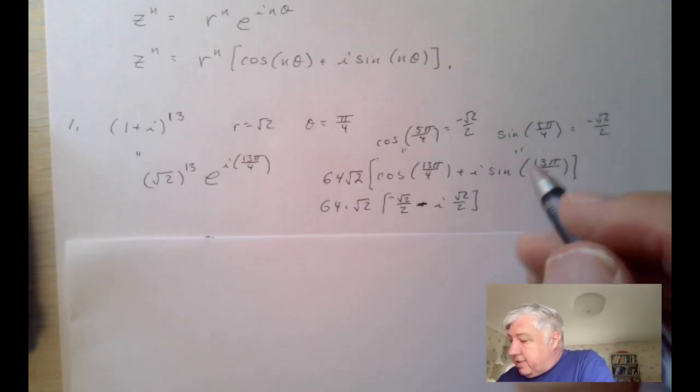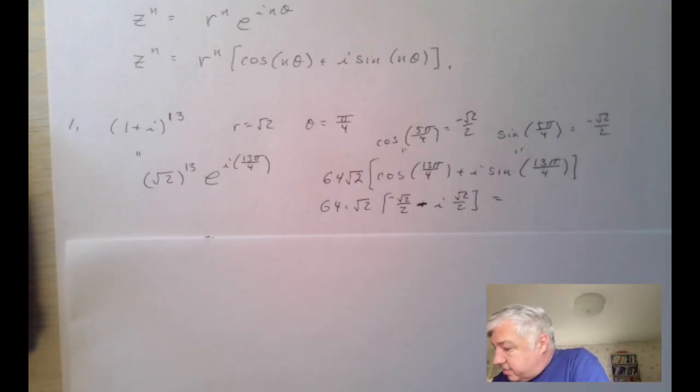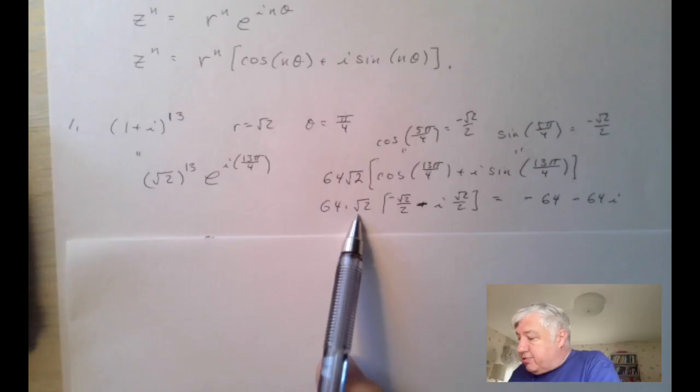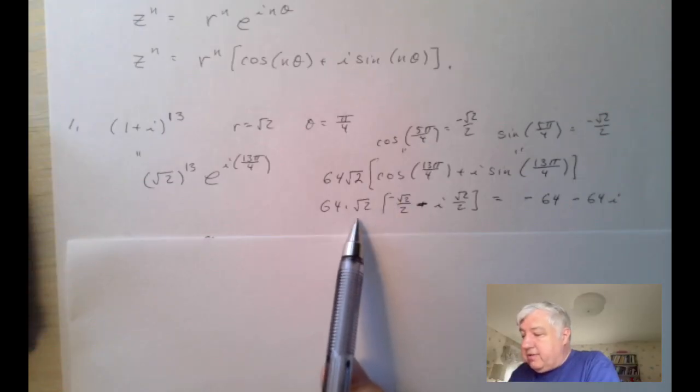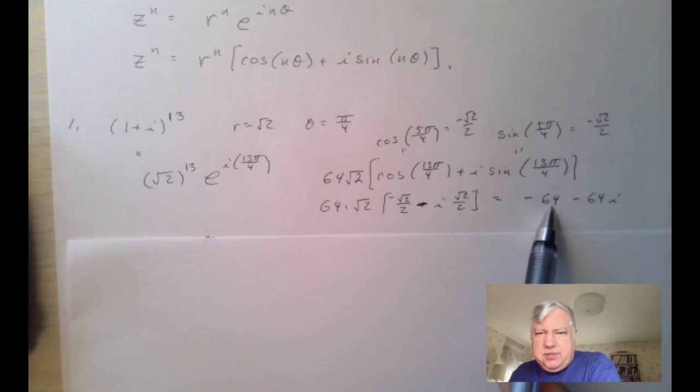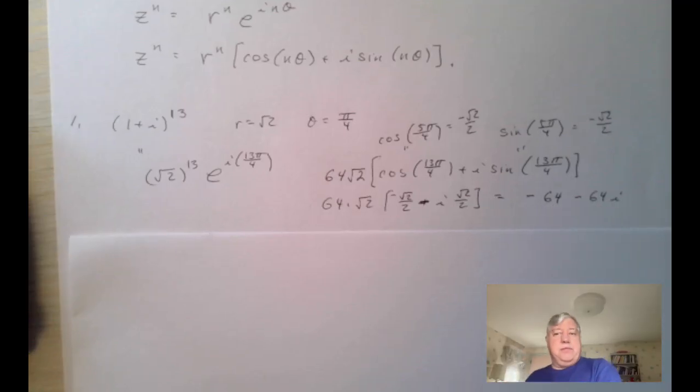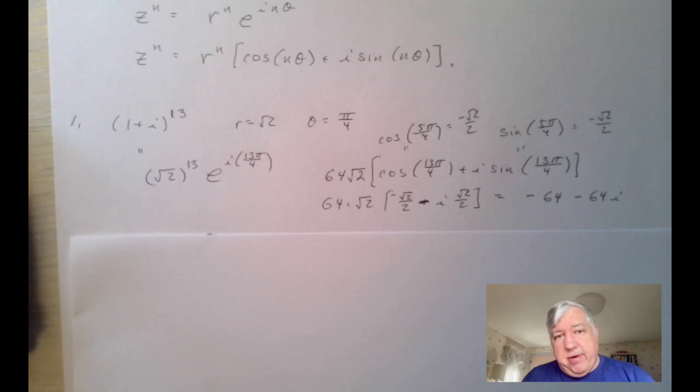And this actually turns out to be negative 64 minus 64i, because this square root of 2 times square root of 2 is 2, 2 divided by 2 is 1, so this will be negative 1. 64 times negative 1 is negative 64. Similarly, we get this. Okay. So we were able to do that out. We didn't have to use the binomial theorem or multiply this out to do 12 different calculations. So that's kind of nice.